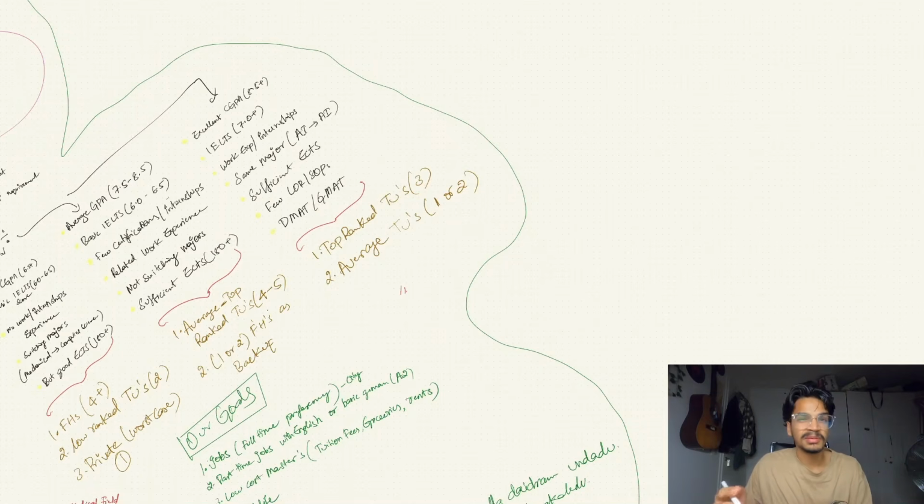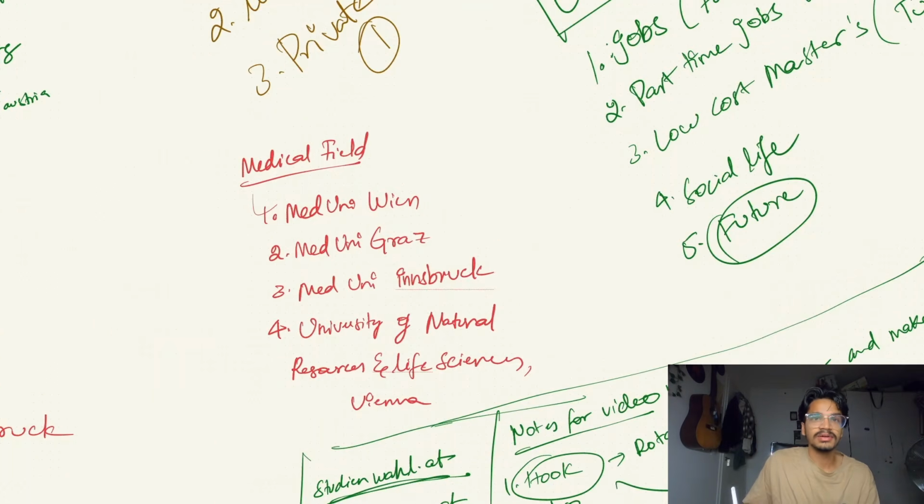And if you want backup, just apply for 1 or 2 average TUs. That's all right. These are the universities in Austria for med students. The Med Uni Wien is top in Austria. Getting a seat in Med Uni Wien is very difficult. And next comes the Med Uni Graz, Med Uni Innsbruck.